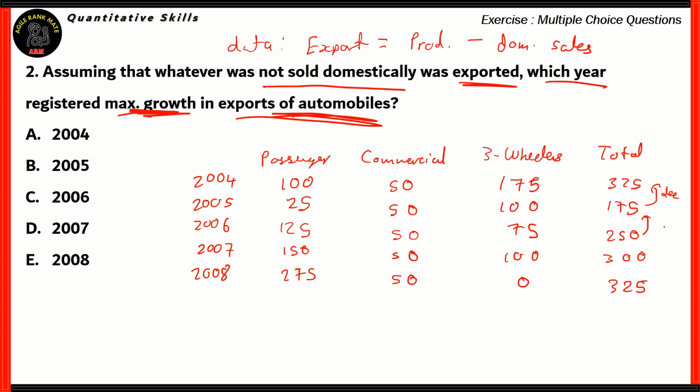So 175 plus 75 gives you 250. And from 250 to 300, we have an increase of 50. From 300 to 325, we have an increase of 25. So as you can see, the greatest increase was between 2005 and 2006. So by 2006, there was an increase of 75 more automobiles. So therefore, option C, 2006, turns out to be the right option. So 2006 registered maximum growth in exports of automobiles when we consider that whatever was not sold domestically was exported. So therefore, option C, 2006, is the right option.